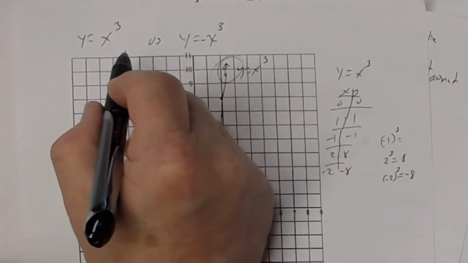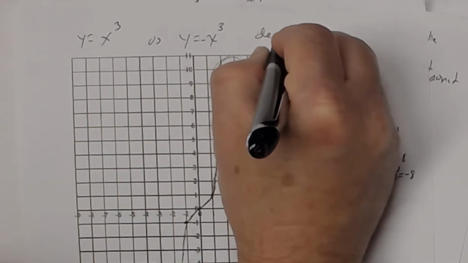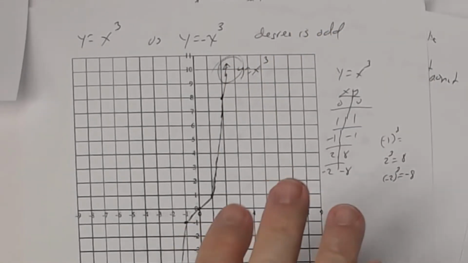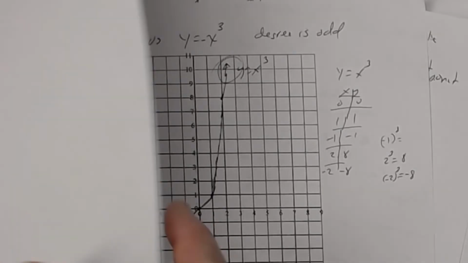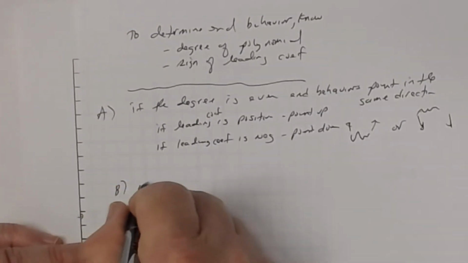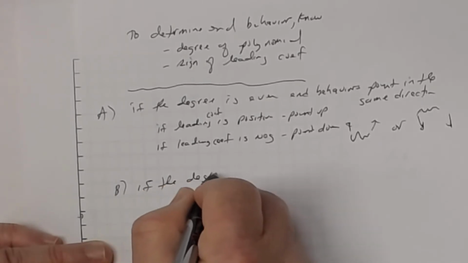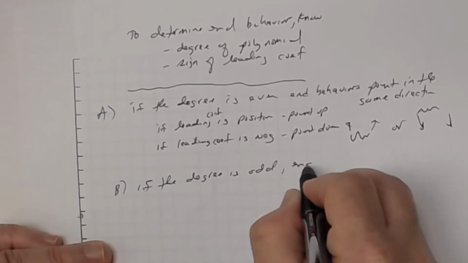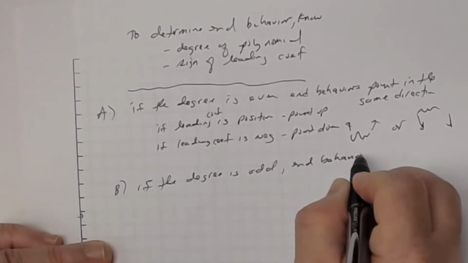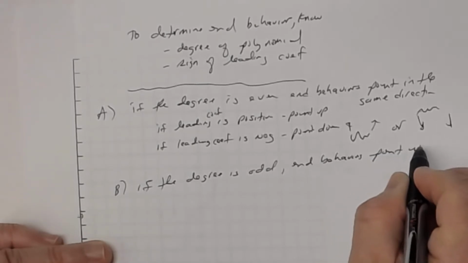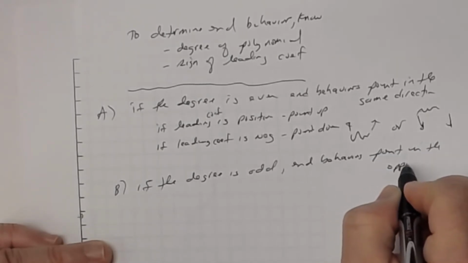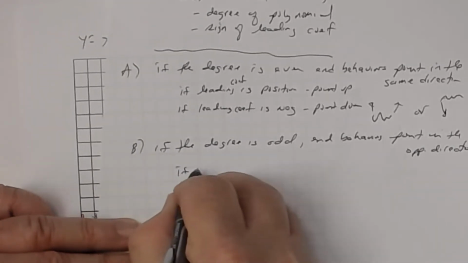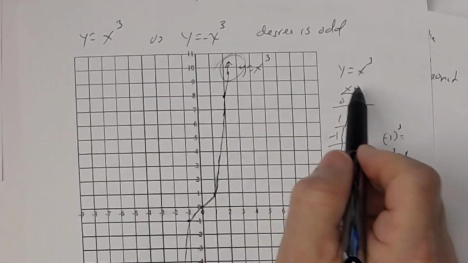So notice the degree in both cases is odd. The degree is odd, right? So when the degree is odd, the end behaviors point in opposite directions. So if the degree is odd, the end behaviors point in the opposite directions. Okay?